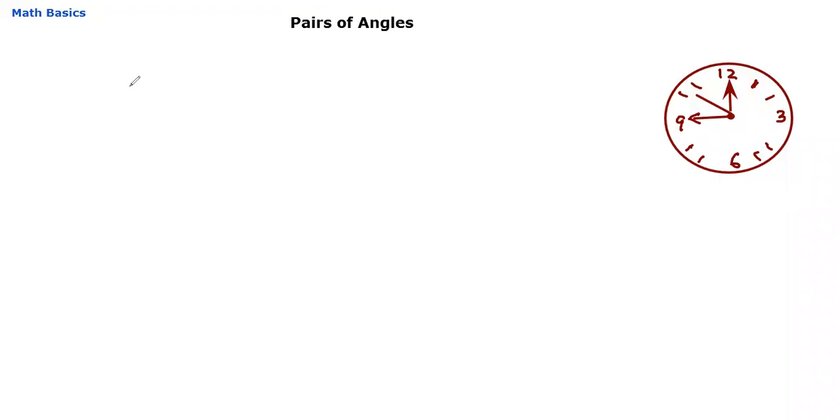Welcome to Math Basic. Today we learn about pair of angles. Some important pair of angles are adjacent angles, complementary angles, and supplementary angles. So let's start with adjacent angles. So what is meant by adjacent angles?